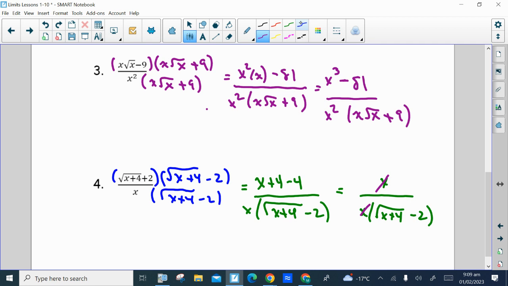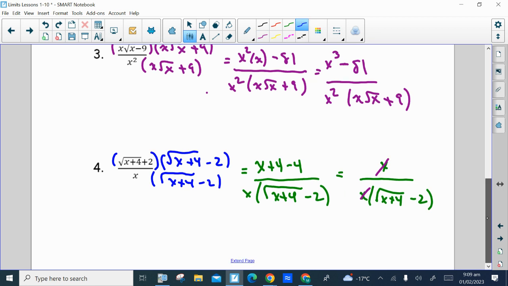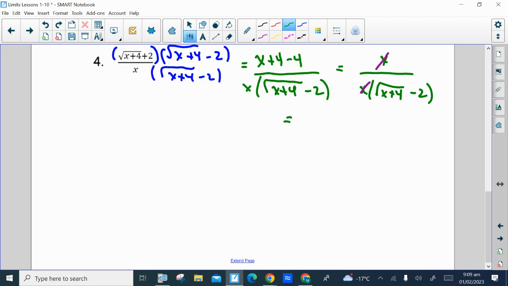When you divide top and bottom by x, you're left with 1 on top. So it's going to be 1 over the root of x plus 4, take away 2. And there's the final simplified answer with the numerator rationalized.